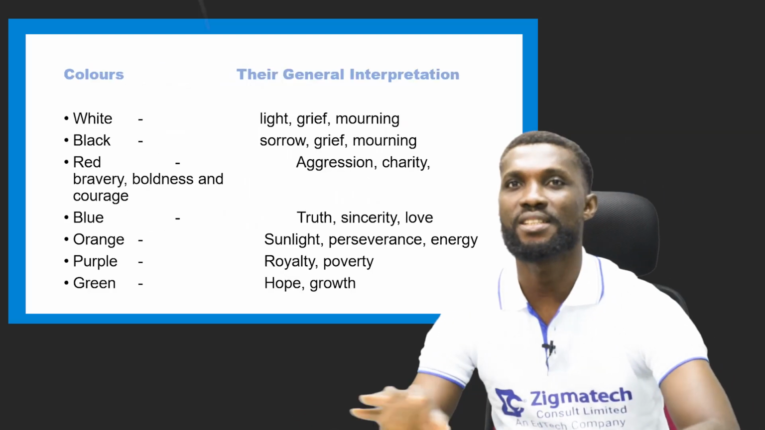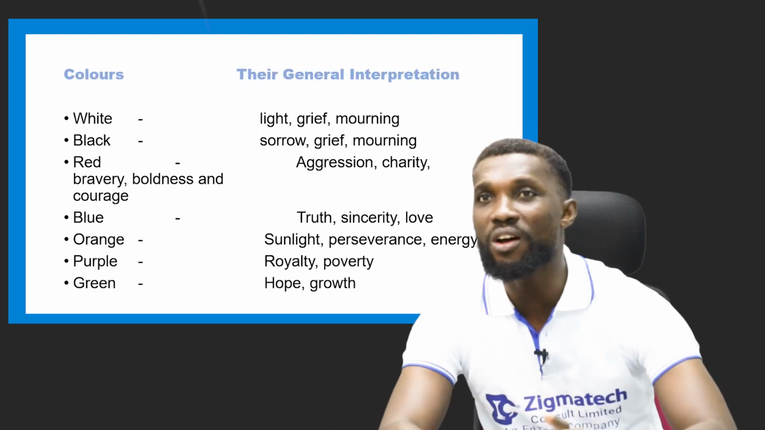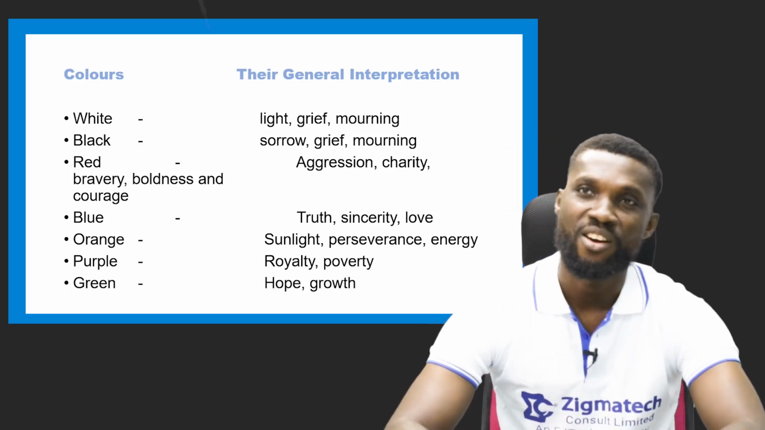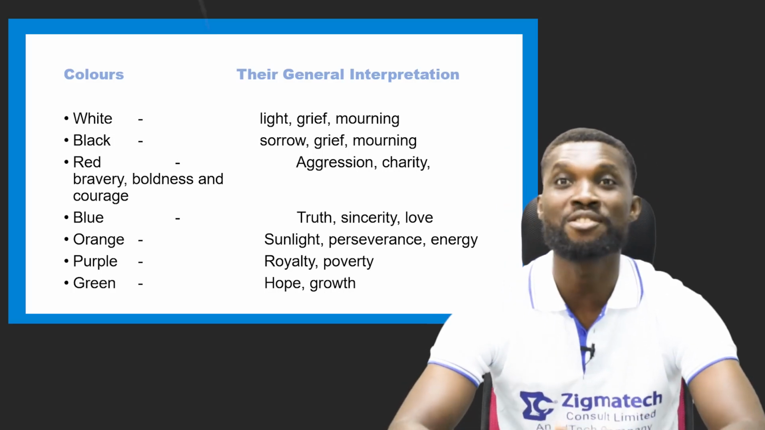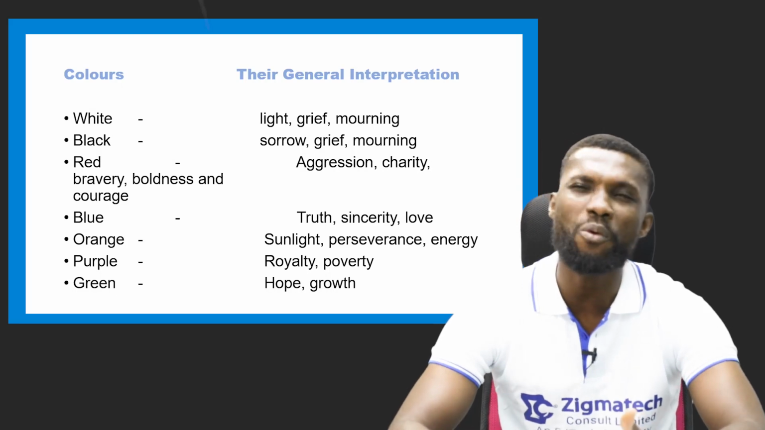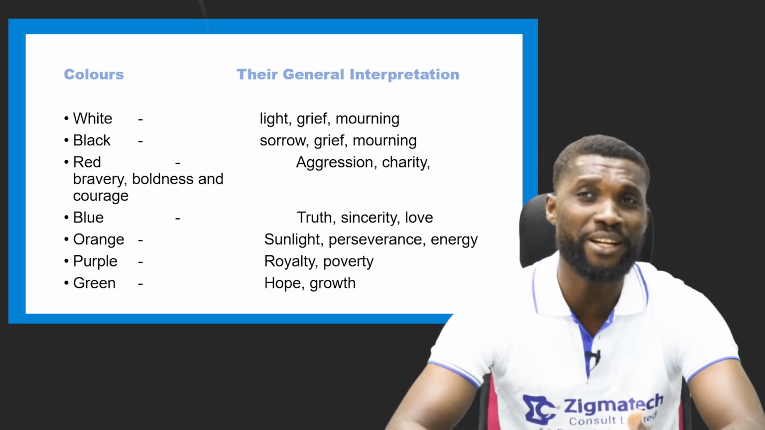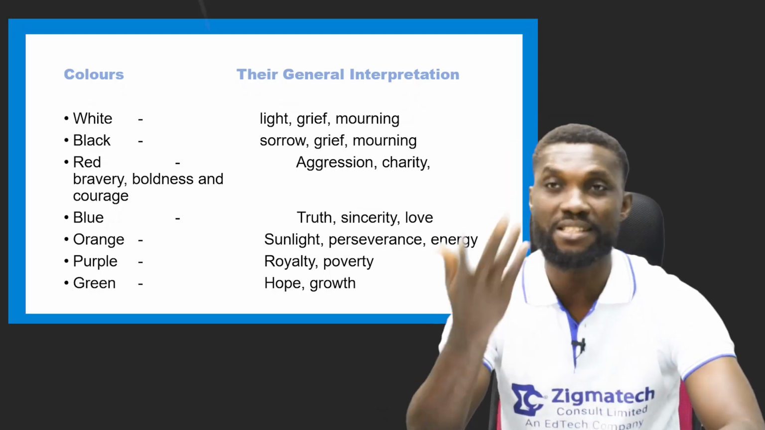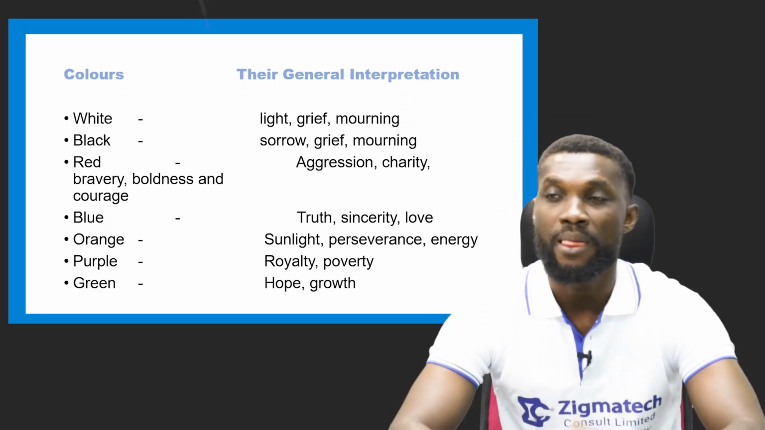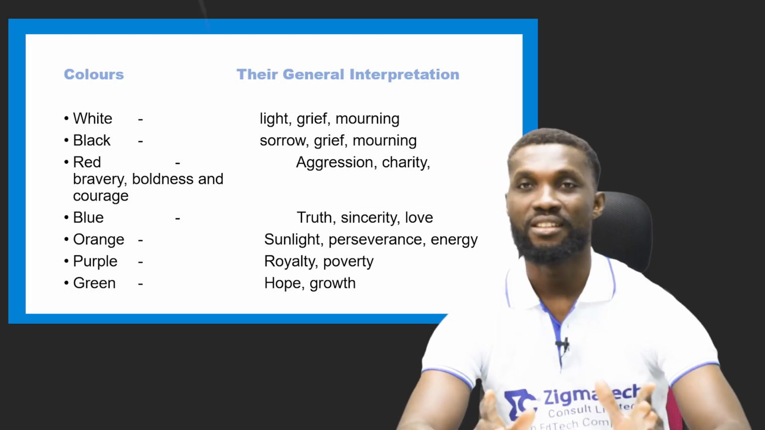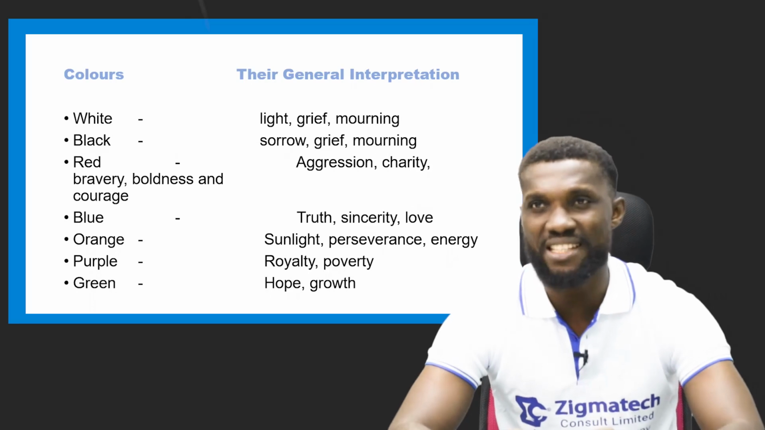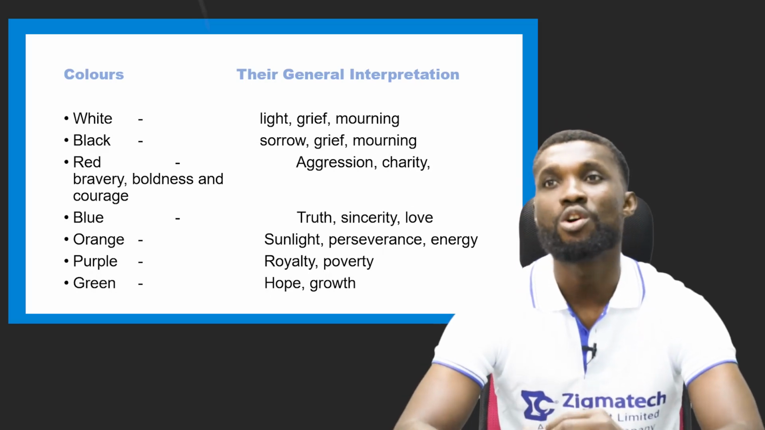Okay, let's dive into it. Now, the colors and their general meaning. For white, we say white is light. White is grief. You see, white is mourning. But to some persons, they'll say white is purity. How then will you relate purity and grieving and mourning together? Excitement to some other persons. However, in the course of this study, we are seeing white as light, white as grief, white as mourning.